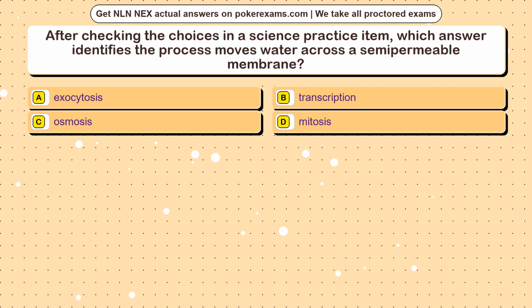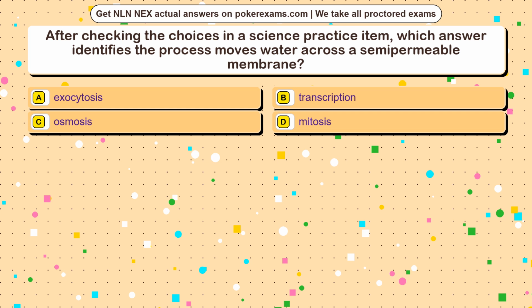Question 3. After checking the choices in a science practice item, which answer identifies the process that moves water across a semi-permeable membrane? Option A, exocytosis. Option B, transcription. Option C, osmosis. Option D, mitosis.